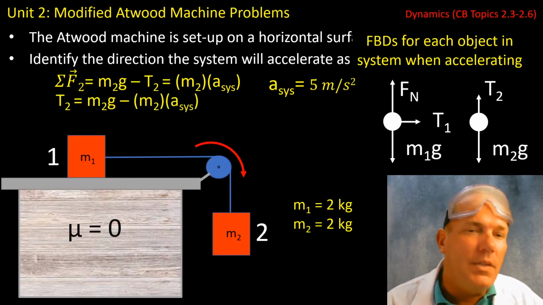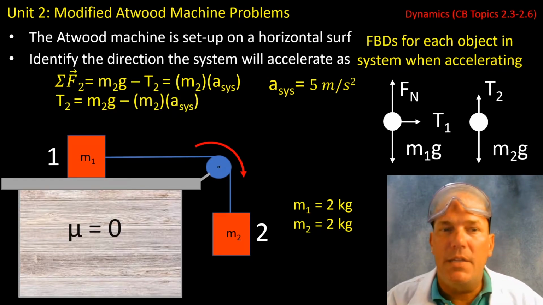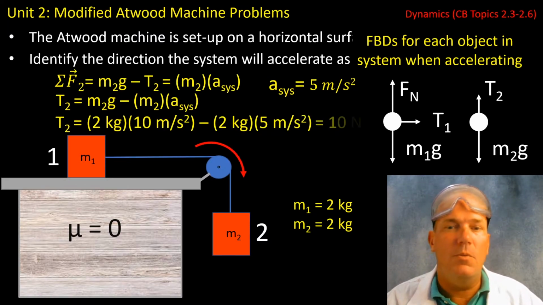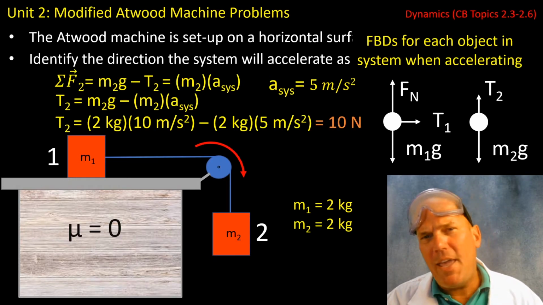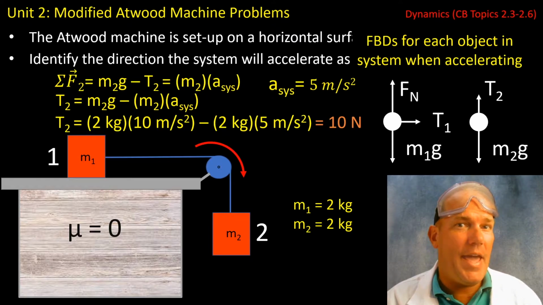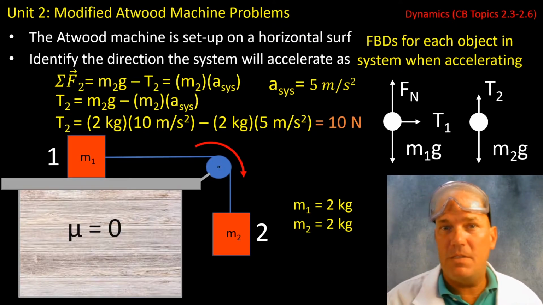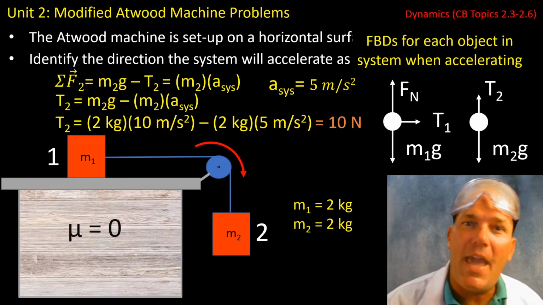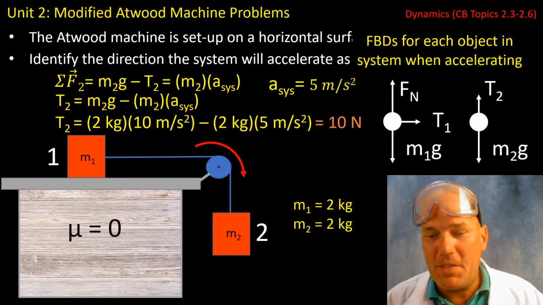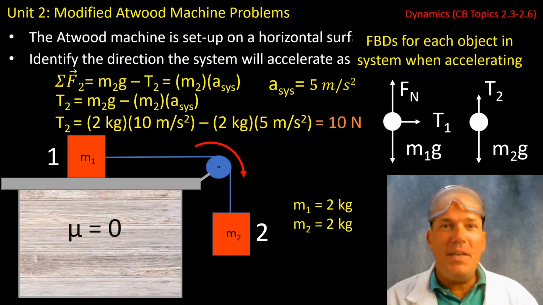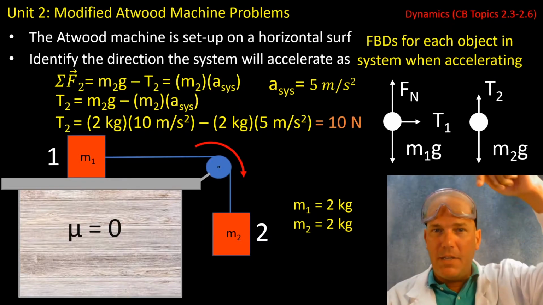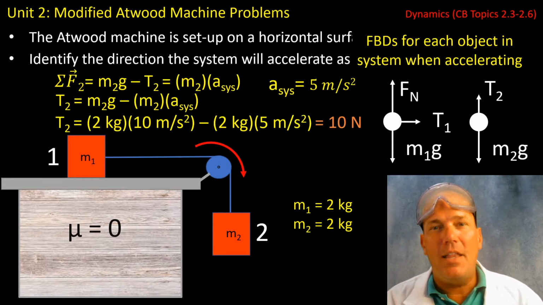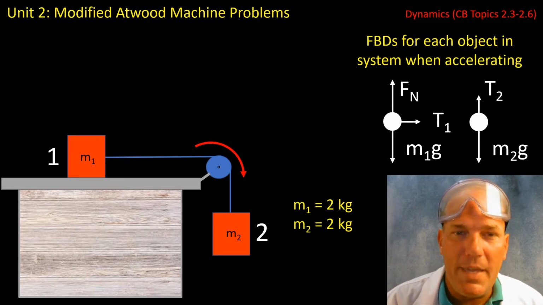So now we can solve this problem, isolate T2, and go ahead and solve this to be equal to 10 newtons. And I want you to think about it. It's exactly half of what it would have been if it was not accelerating. Well, look at the acceleration of the system. It is exactly half the value of the acceleration due to gravity. And it makes sense since mass 2 is accelerating in the same direction as the acceleration due to gravity. Again, analogous to what we talked about with apparent weight.